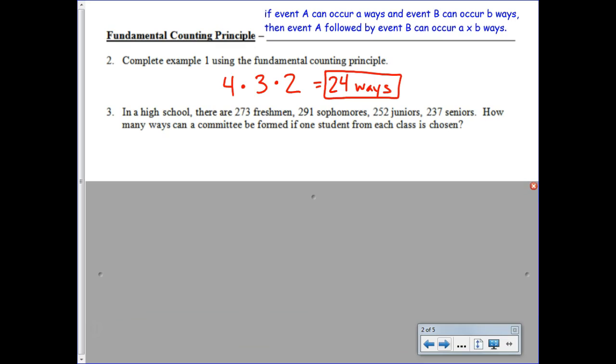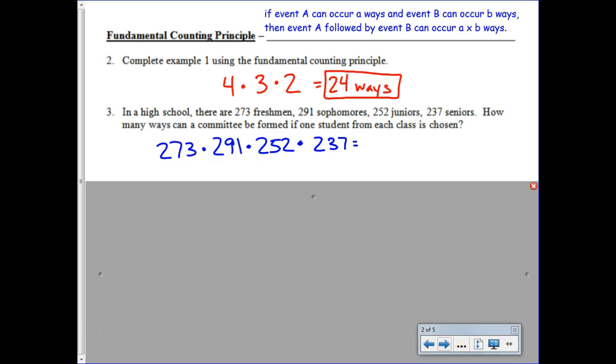Alright, so in a high school, there are 273 freshmen, 291 sophomores, 252 juniors, and 237 seniors. How many ways can a committee be formed if one student from each class is chosen? So if we're choosing one from each class, there are 273 freshmen we can choose. There are 291 sophomores we can choose. There are 252 juniors we can choose, and 237 seniors we can choose. So we're going to multiply all of those.